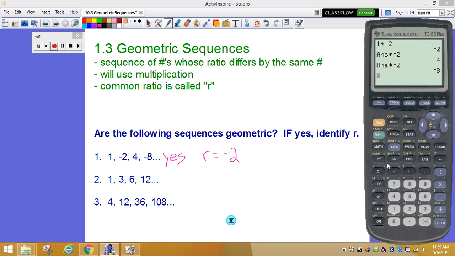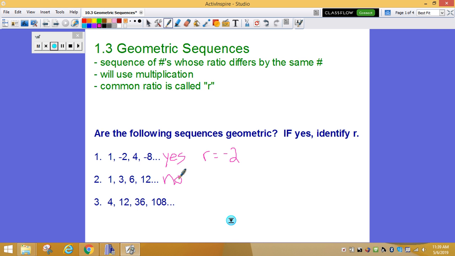Okay, let's do the next one. To get from 1 to 3, I multiply by 3, right? 1 times 3 is 3. Well, let's keep multiplying by 3. If I times by 3 again, I should have gotten 9. Is that what they got? No, they got 6. So this one is not geometric. And if it's not geometric, you cannot find R.